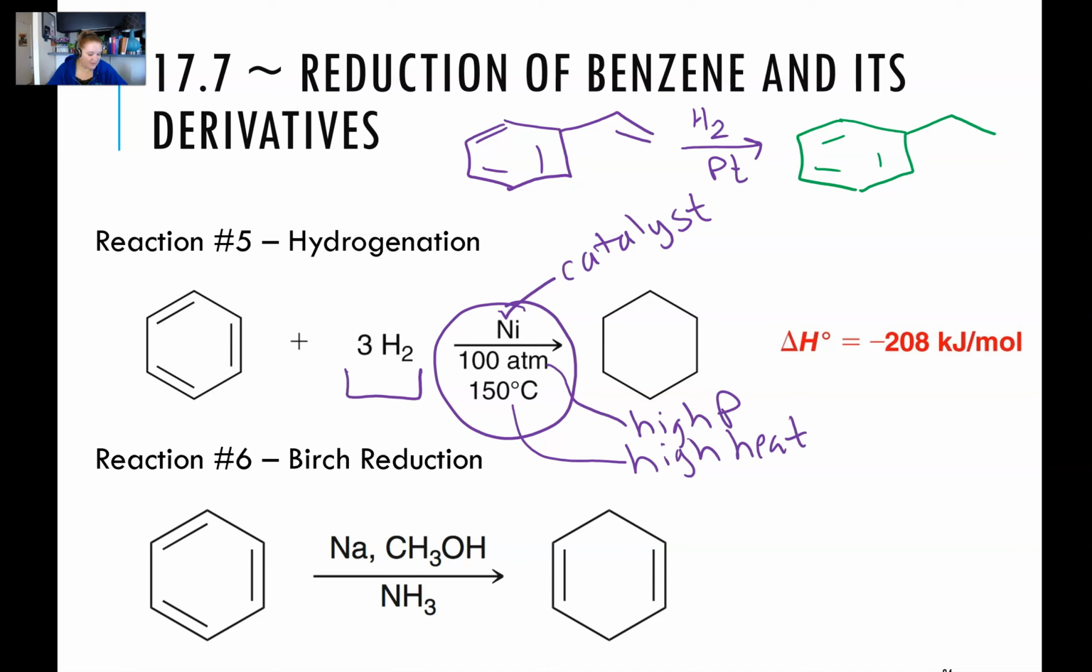And then the last reaction on here, and the last reaction in the chapter, is called a Birch reduction. So we're reacting it with sodium, we have some methanol there, we have ammonia, and our benzene reduces down to just having 2 double bonds that are opposite from one another. And this is called the Birch reduction. So we're going to look at the mechanism for this on the next slide.